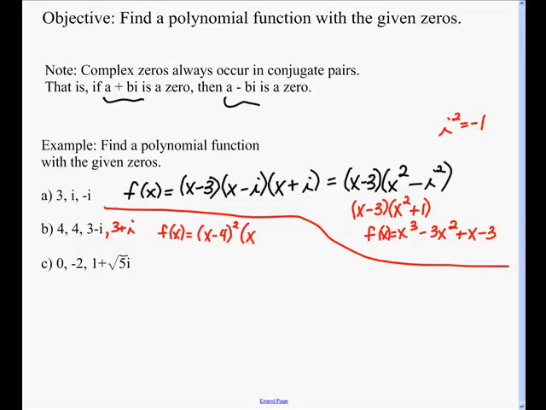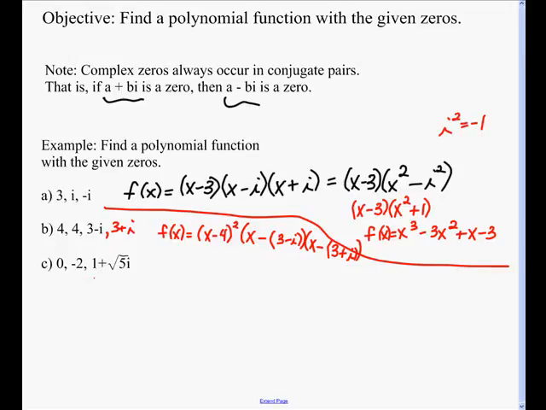f of x is equal to x minus 4 squared times x minus 3 minus i times x minus 3 plus i. Okay. And if you wanted to multiply that all out, we could certainly do that. I will leave that part for you to do, just not to waste time here, but if you have any questions on how to multiply those out, please contact me.